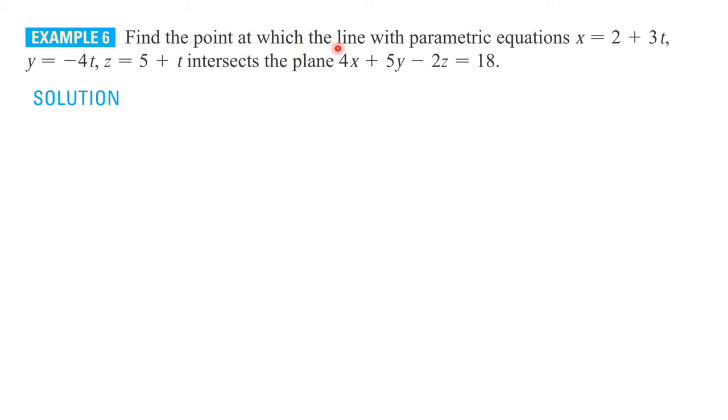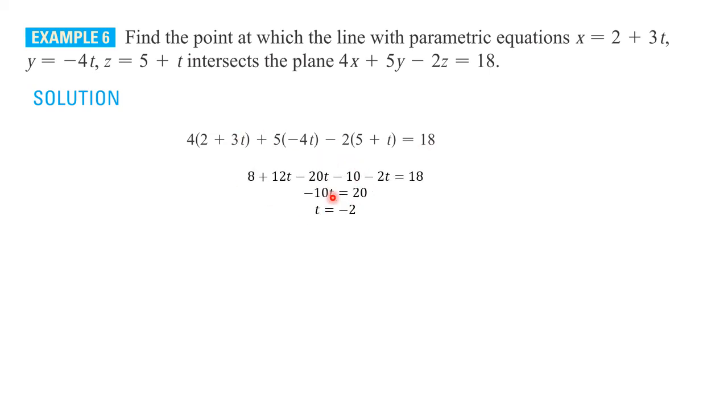Find the point at which the line with parametric equations x, y, z intersects the plane 4x + 5y - 2z = 18. To find the point of intersection, replace x, y, and z in the equation of the plane. So 4 into what is x? 4(2 + 3t) + 5(-4t) - 2(5 + t) = 18. Solve it as a linear equation and get t = -2. Now put this value of t in the parametric equations and we will get our point of intersection.